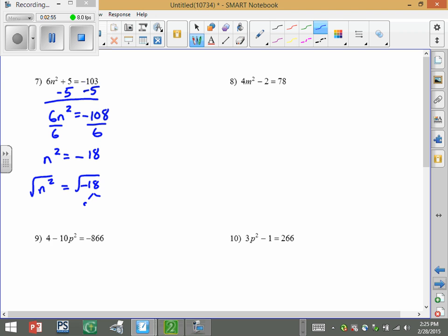And 18 will turn into 9 and 2, so we have 3 and 3. So at the end of the day, we end up with n equals plus or minus. We can pull out the 3.